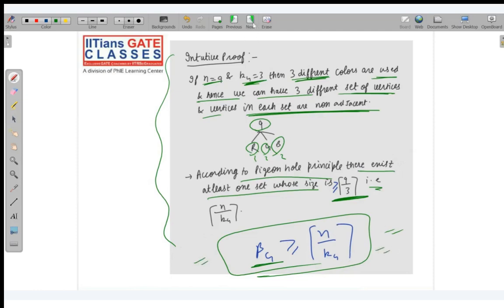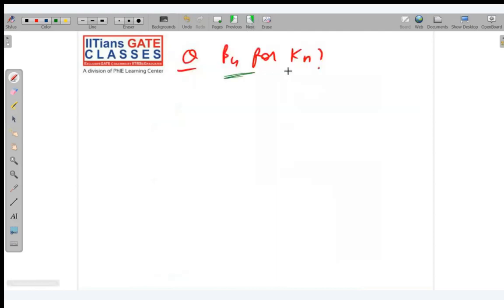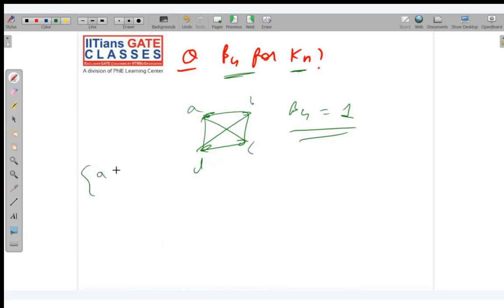Okay, so next, beta G for Kn. So beta G for Kn will be what? So complete graph of n vertices. So what should be our answer? Obviously, only one, no? Only one. So beta G will be equal to 1. Maximal independent set will contain only one vertex, because the moment you try to put any other vertex, for example, A I have taken, now which vertex can you take? All are adjacent to it. So only one.